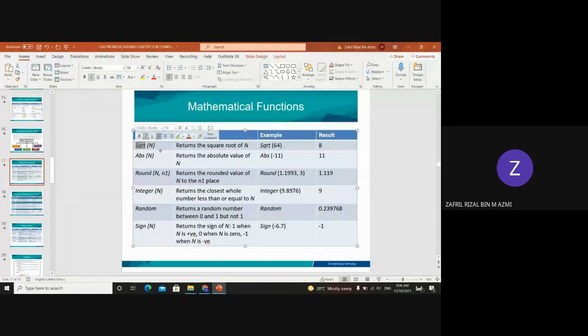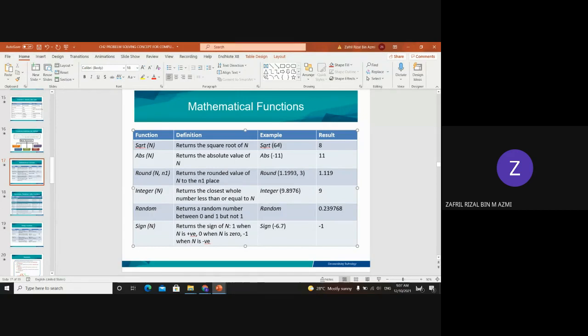Probably it is different from C++. Probably it is different from Python. So you need to know the name of the function before you can use it in a specific programming environment. But in general, we just put SQRT to call the square root function, so that we can calculate the square root of a number without having to do the entire coding.